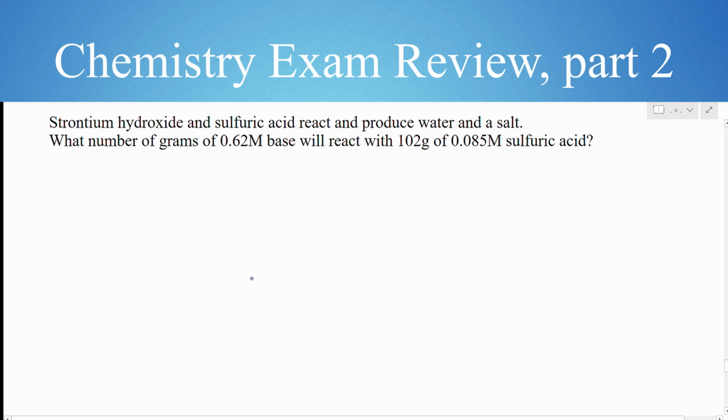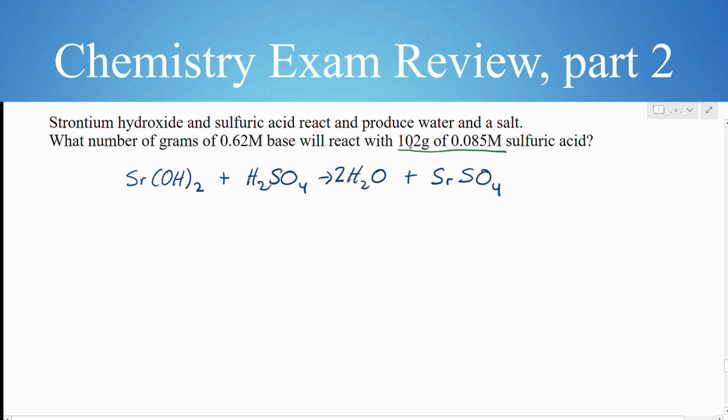Strontium hydroxide and sulfuric acid react and produce water and a salt. What number of grams of this base will react with this much of the acid with concentrations given? So here we have to write the balanced equation. We have strontium hydroxide and we have sulfuric acid, and this is going to make water and a salt. That salt is going to be made of the cation of the base and the anion of the acid. And now we are going to balance the equation by putting a 2 right here so we can balance out the hydrogens and oxygens. Alright, and now we can start answering the question.